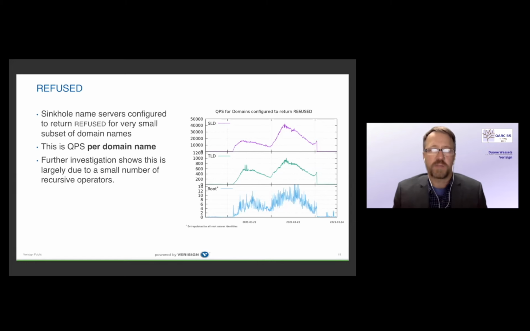And then later on, we did these experiments with much smaller sets. I think this is actually with just 3 domain names. But the numbers here are queries per second per domain. So for those domains that return refused, whereas with an NXDOMAIN, we were seeing 300 QPS, here we're seeing 40,000 QPS. So a huge increase. And also very noticeable effects at the top level domains and in the root server data as well.